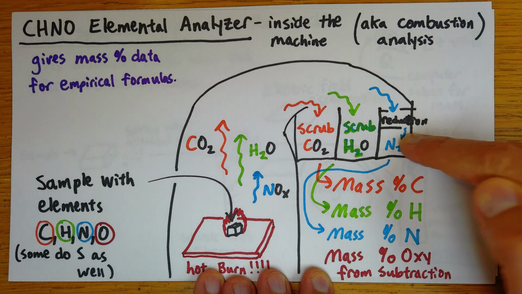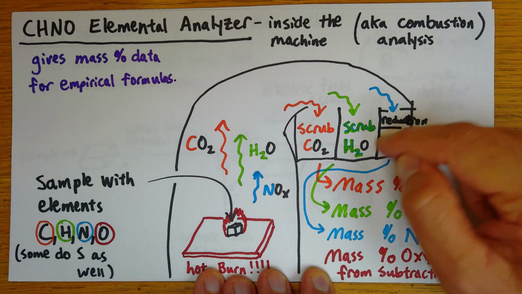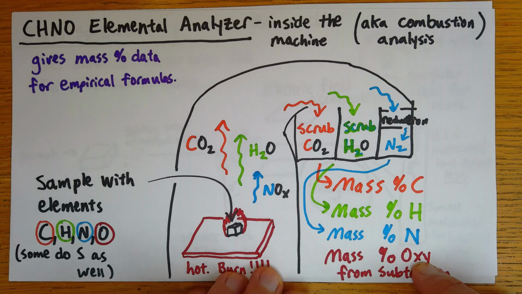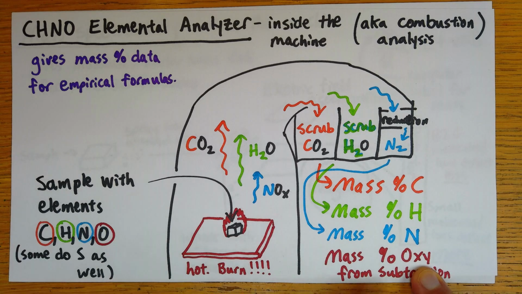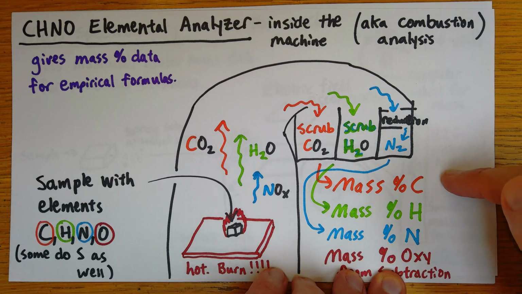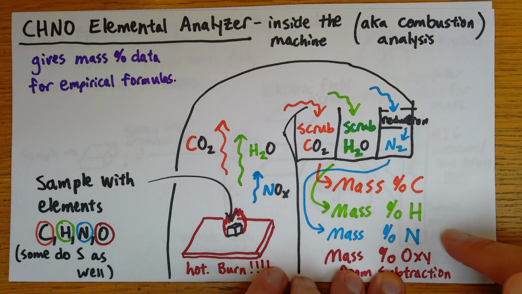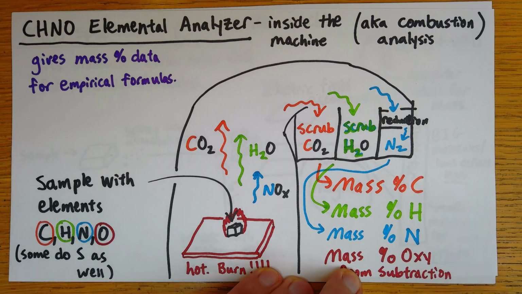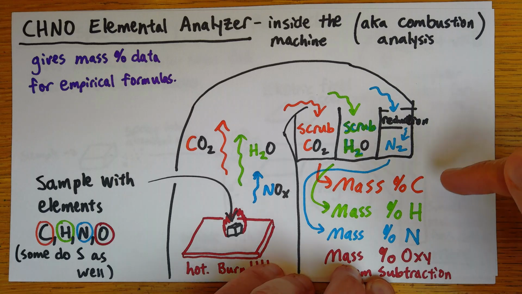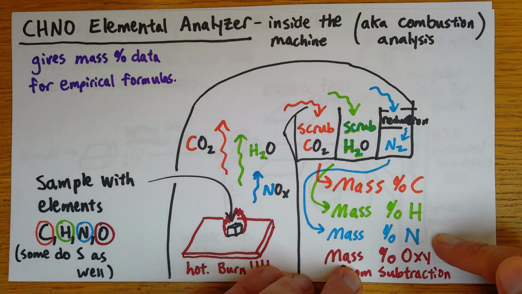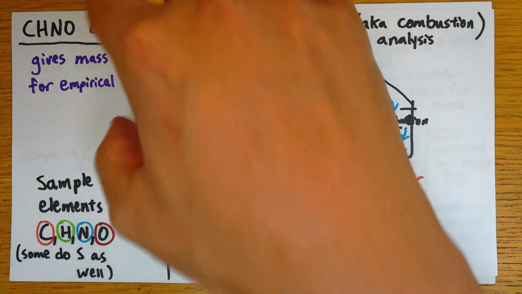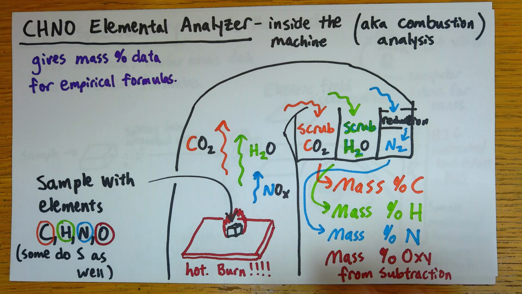And then nitrogen, it goes through a reduction process. I believe it makes nitrogen gas. That's counted, and you get a mass percent of nitrogen. For the oxygen that was in the original material, we get that from subtraction. So if I had like 10% carbon, 20% hydrogen, 30% nitrogen, I would say all the material, including the oxygen, adds up to 100%. I just subtract 10, 20, and 30 from 100, and I would get like 40% oxygen. I'll show you an example of that in a bit. But long story short, elemental analysis gives us mass percent data.